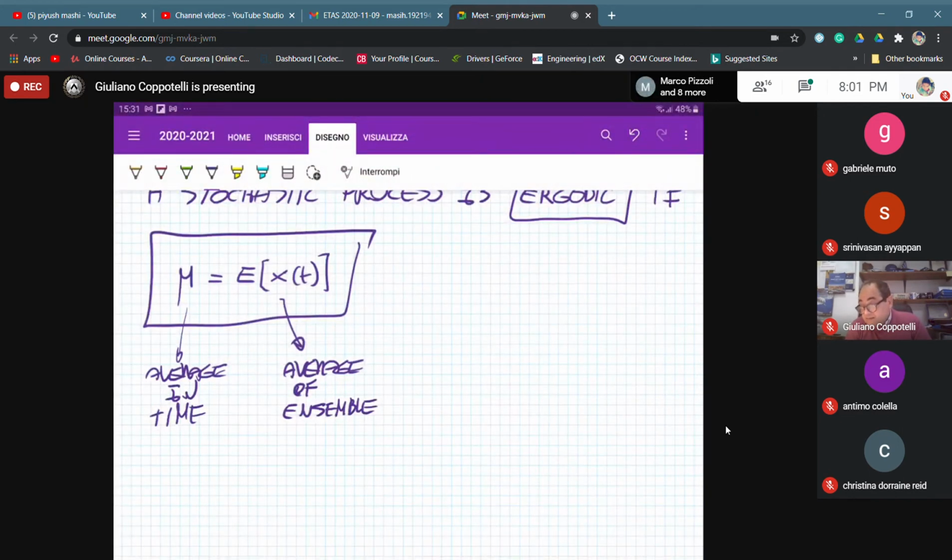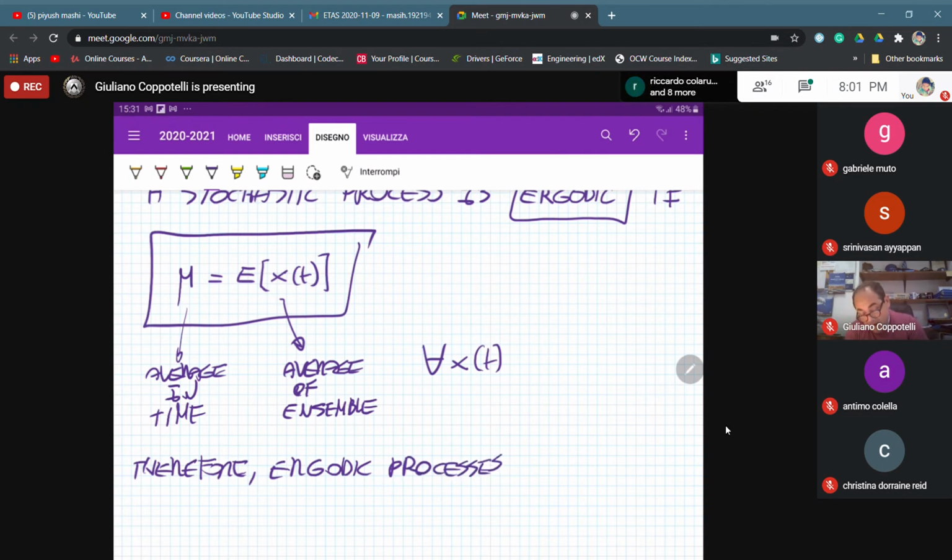And that is for whatever x of t, so whatever time average, and that is very, very important because ergodic processes are very useful for the evaluation of statistical properties.